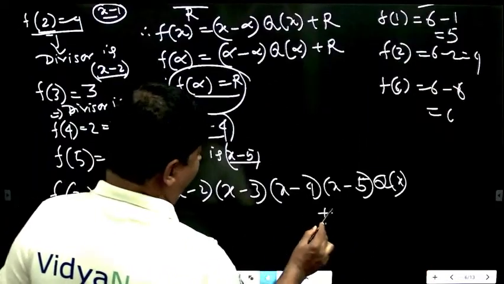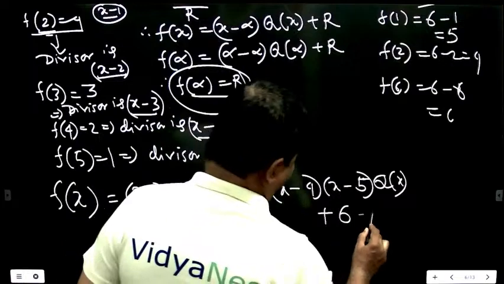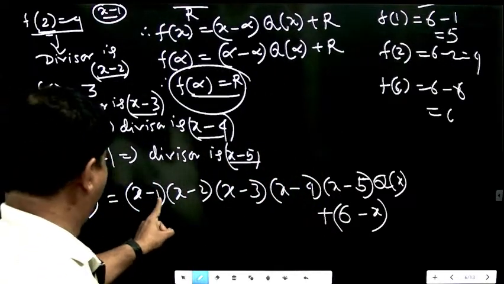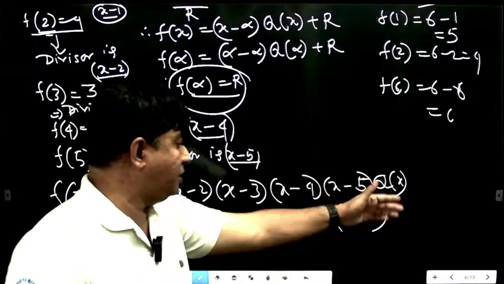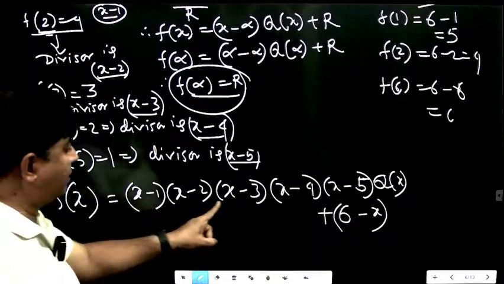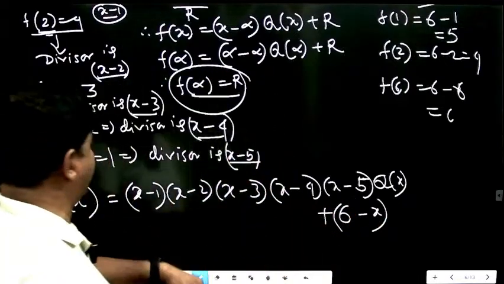You can ask me why? How can you say this is the remainder? Because if I put 1, 1 minus 1 is 0, 0's multiple is 0, I will get 5. If I put 2, all this thing becomes 0, I will get f(2) is equal to 4.